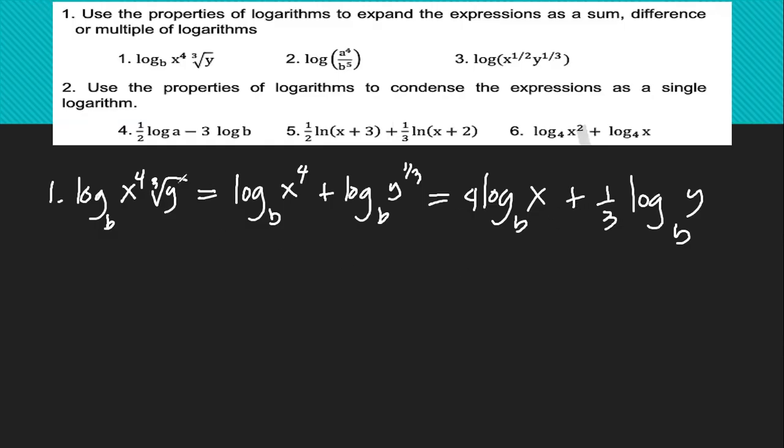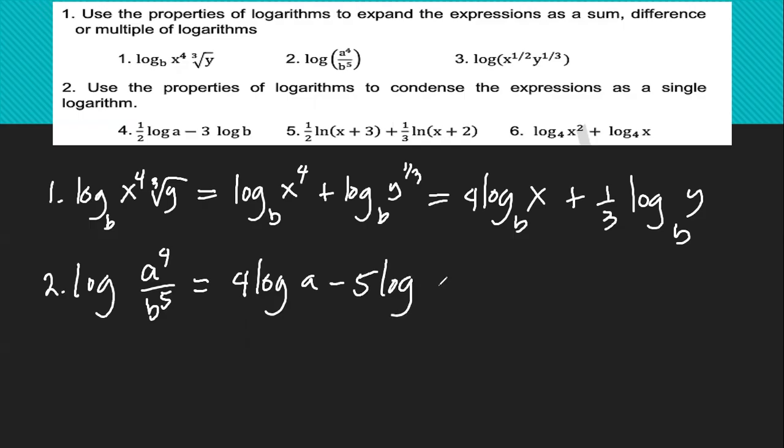It can be written as exponent, so you have there the 1/3, and you have log of y base b. Okay, let's proceed to the next one. For number 2, you have log of a to the power of 4, b to the power of 5 base 10, because nothing is written. So it is obvious that it is coming from the numerator and it has an exponent, so it will be 4 log of a. From the denominator, you have the exponent 5, so you have 5 log of b.